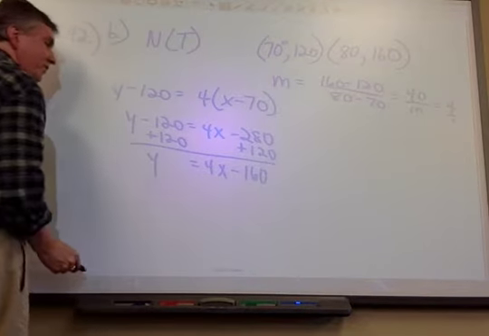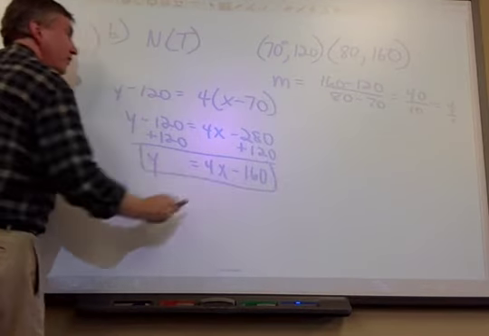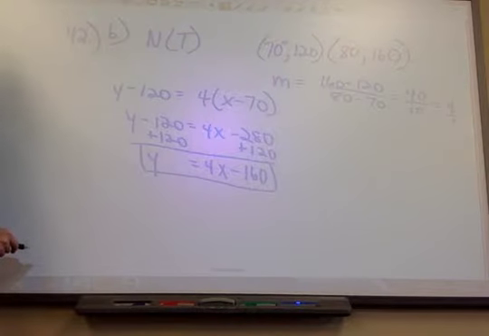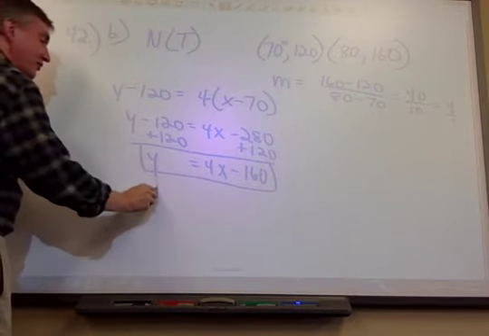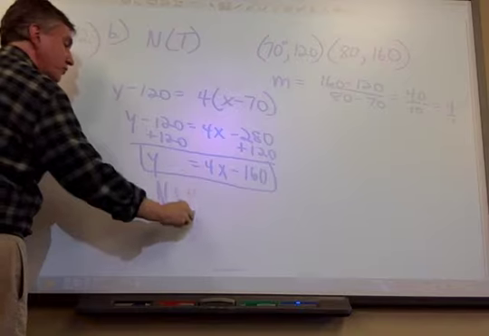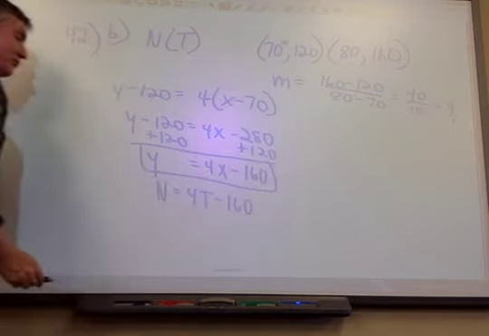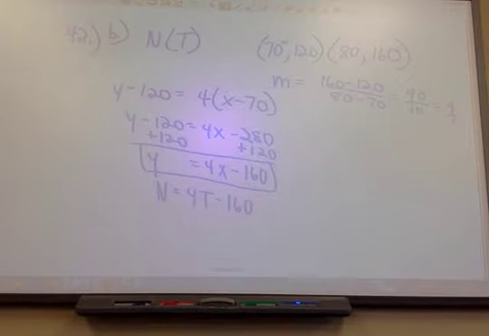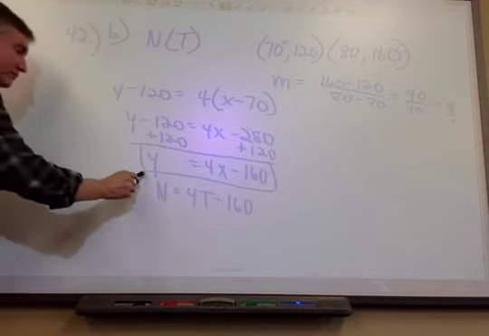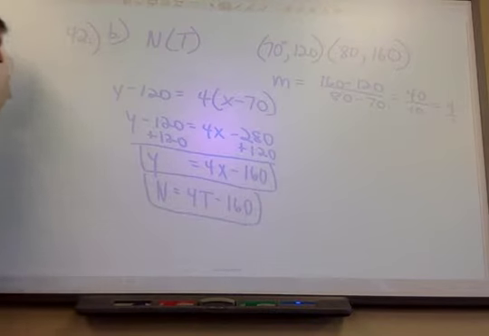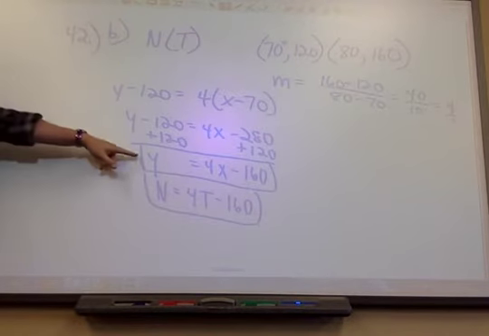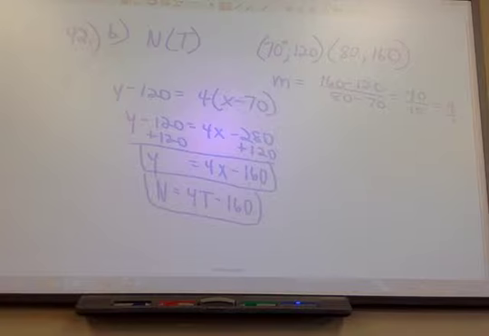Negative would dominate. So that would be good. And I guess to make it official, we could say the number of chirps equals 4 times the temperature minus 160, right? Would that do it? Okay. That would make more sense with the variables from this problem. But I would, of course, accept that just fine with the x and the y.